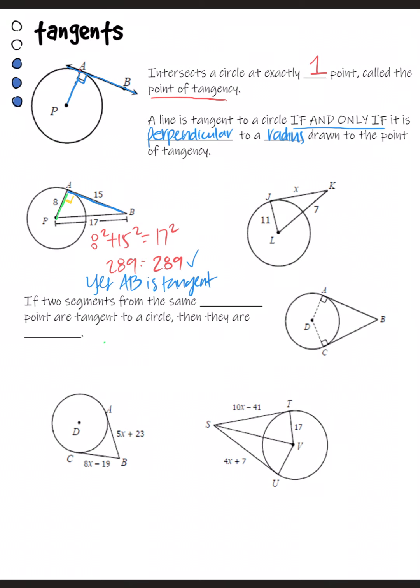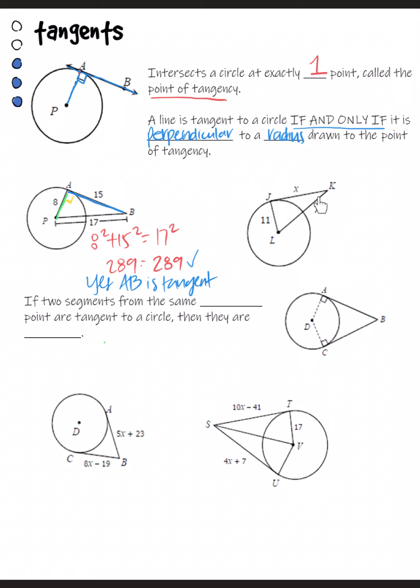So when asked if a line is tangent or not, this is what you're going to be doing. You're going to be putting in the Pythagorean theorem. Remember that the line opposite of that supposed 90 degrees is going to be our c squared. So we're going to see if this math works out, if our Pythagorean theorem works out.